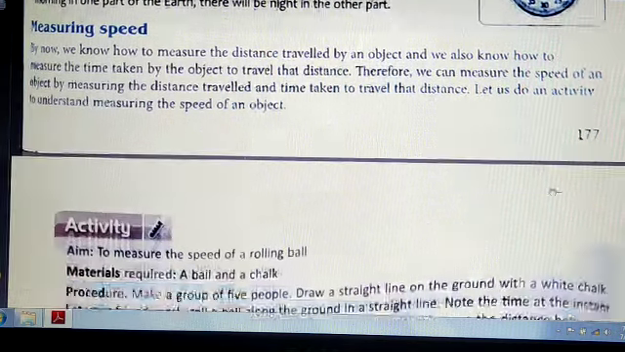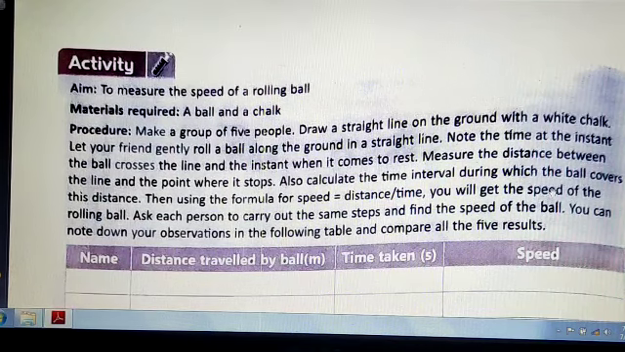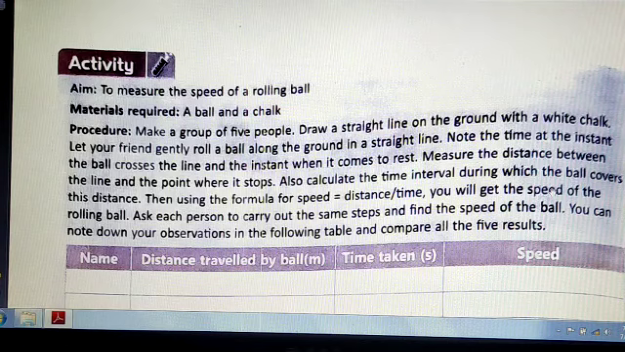So one activity is given here. You remember we had done this similar activity in the beginning of the chapter. So we make a group of 5 people and draw a straight line on the ground with a white chalk and let your friend roll a ball along the ground in a straight line. So we'll note the time at the instant the ball crosses the line and when it comes to rest. So we have to calculate the time interval during which the ball covers this distance.